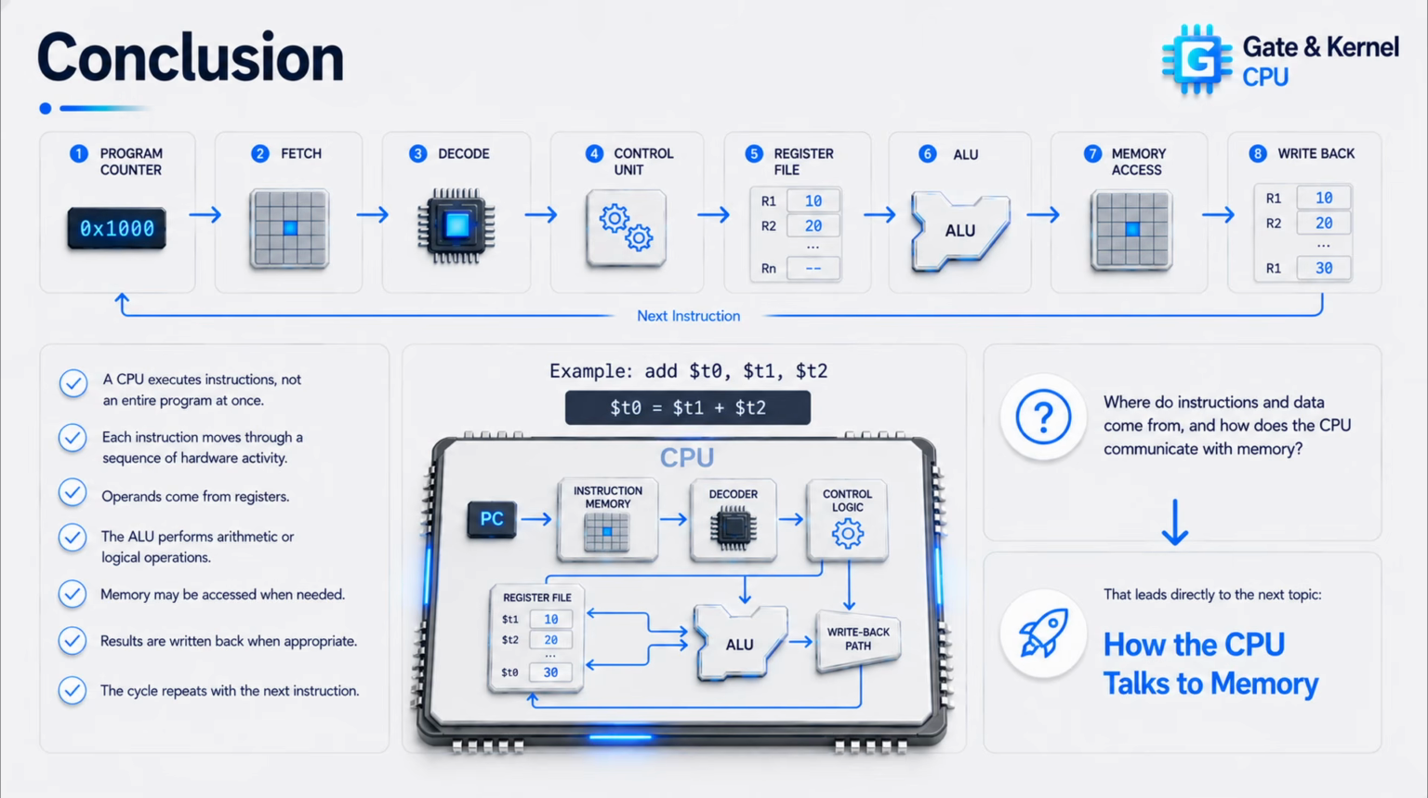A simple instruction such as add $t0, $t1, $t2 looks like a single operation in assembly language. Inside the processor, however, it becomes a coordinated flow through the program counter, instruction memory, decoder, control logic, register file, ALU, and write-back circuitry. Once you understand this instruction cycle, the connection between software and hardware becomes much clearer. And that leads naturally to the next question: where do instructions and data come from, and how does the CPU communicate with memory? That will be our next topic: how the CPU talks to memory.